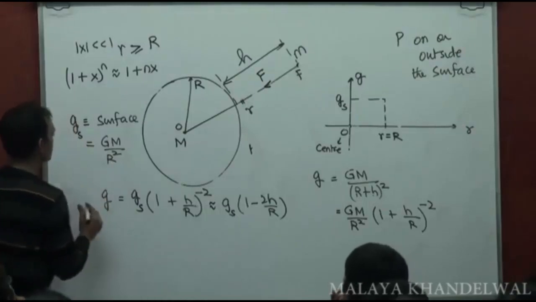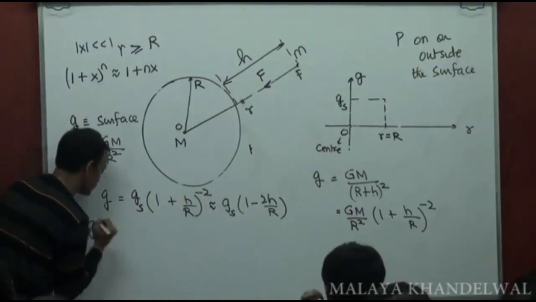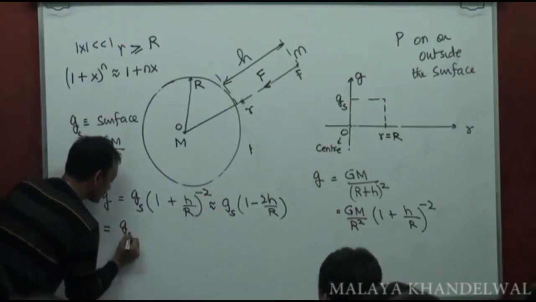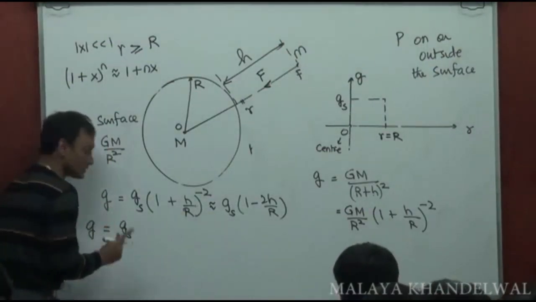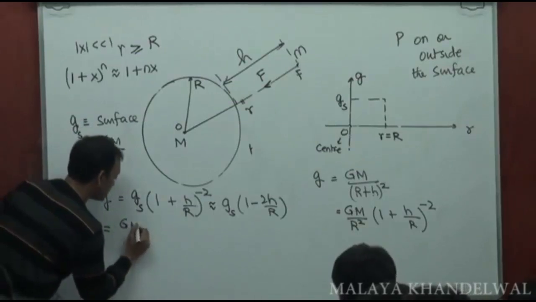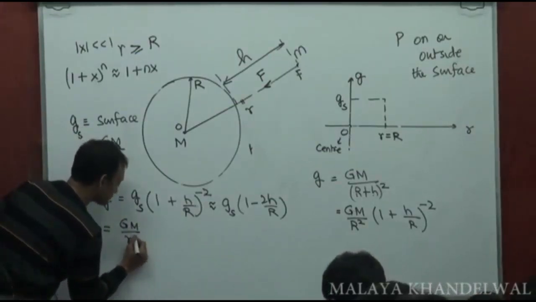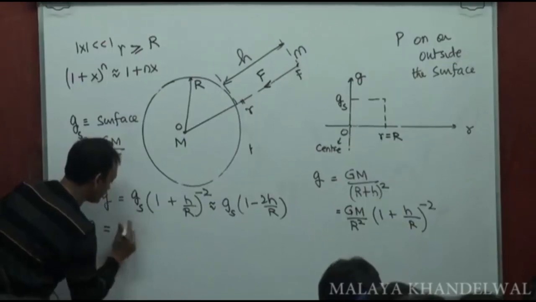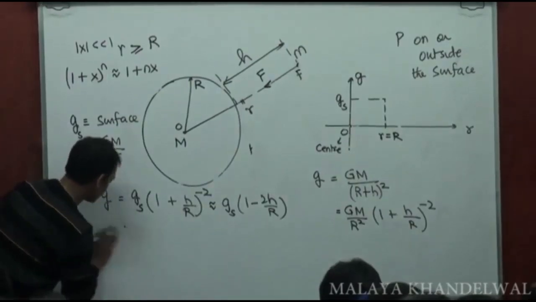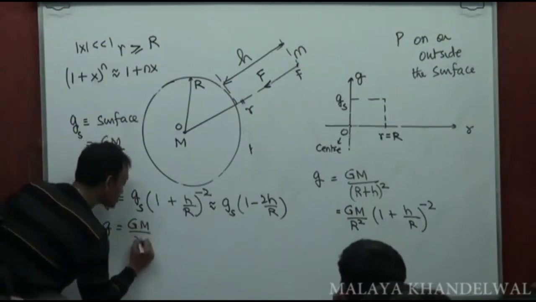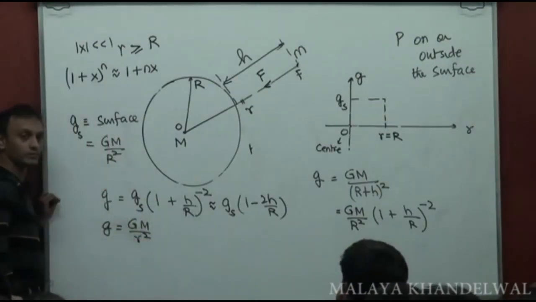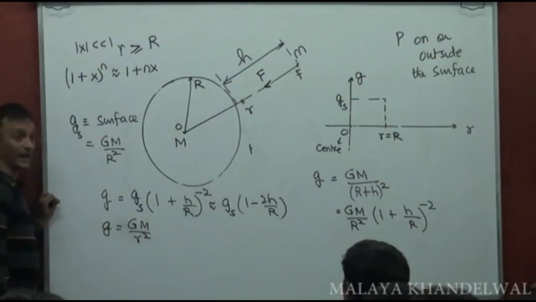And what we worked out is g equal to GM by R square. The result that we got was g equal to GM by r squared, right? That's g at a distance small r.